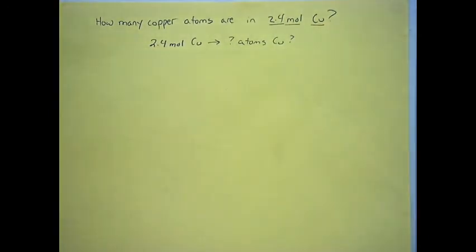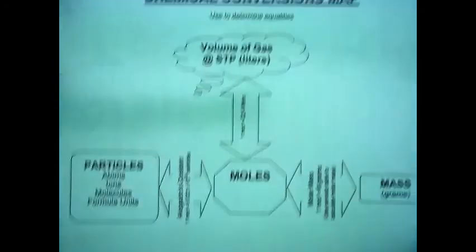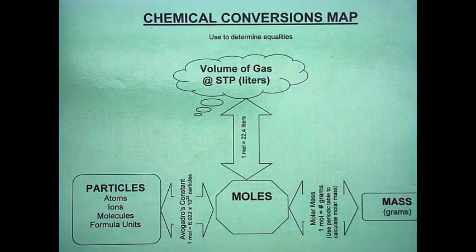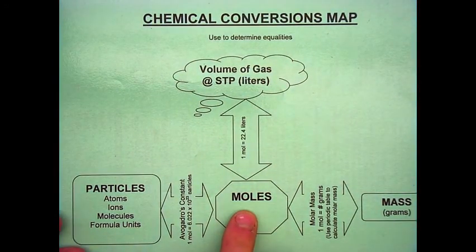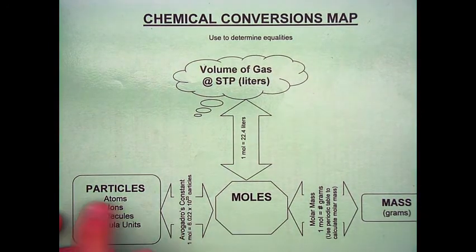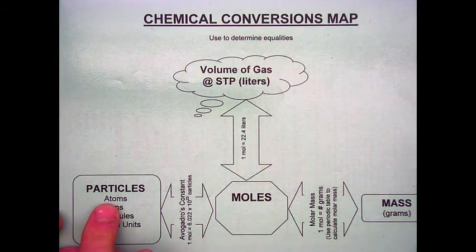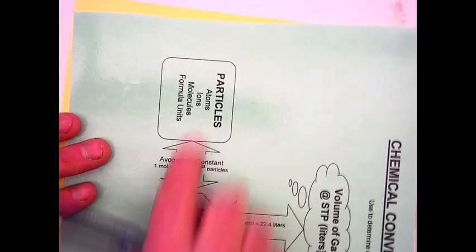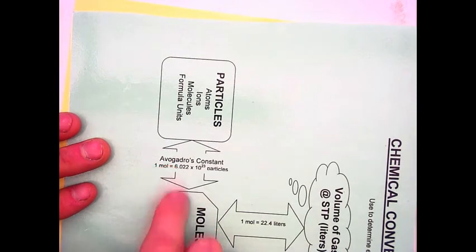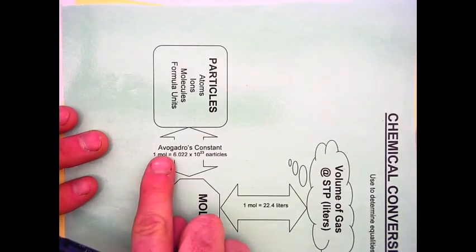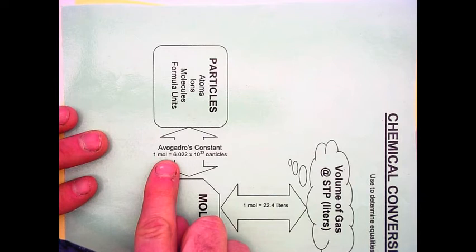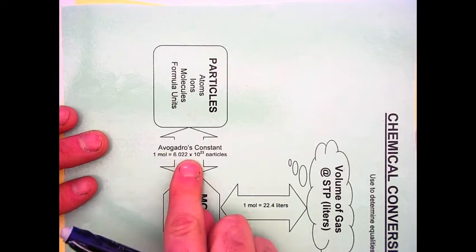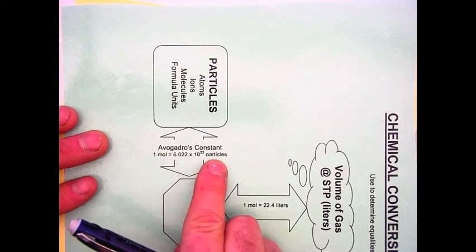Now, next we have to write out our equalities. In order to figure out the equalities, we utilize our chemical conversion map. And since our starting point is in moles, our end point is a type of particle, and we're going from mole island to particle island, the bridge that we use is Avogadro's constant, which reads 1 mole of a substance is equal to 6.022 times 10 to the 23rd particles.